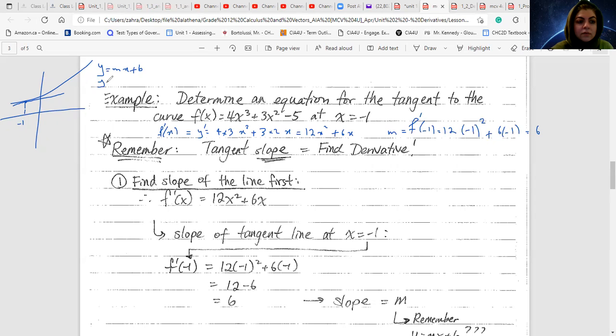So it's y equal to 6x plus b. Now, how do I know the b? I need to have a point. It's good that I have a point here. I know the x of that. How do I find the y? I just put it there: f of x at -1.